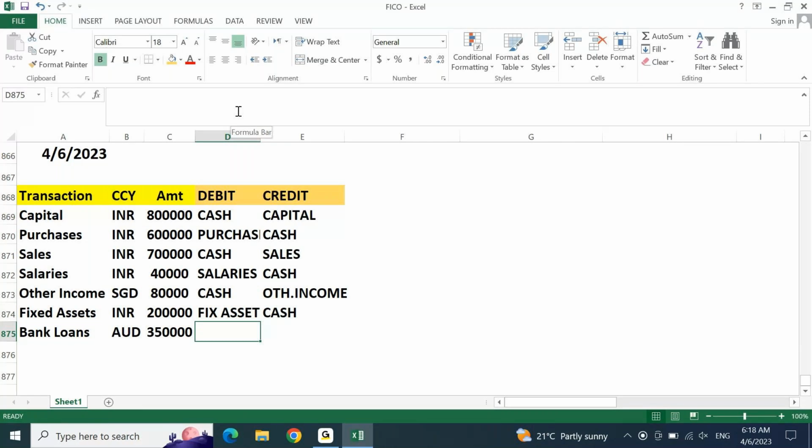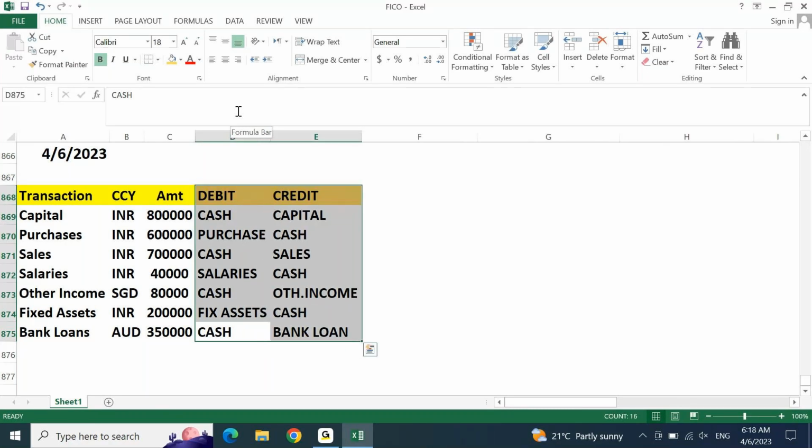Bank loans. Bank loan, which means you have taken a loan. This is a liability. So cash to bank loan. Now these are the accounting entries.